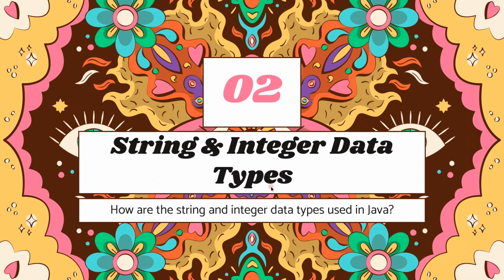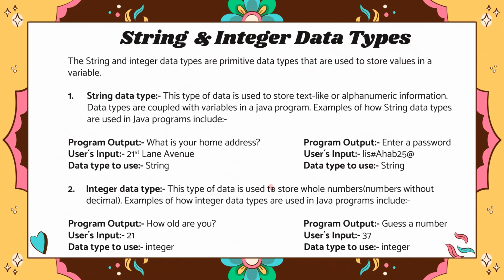String and integer data types. The question is, how are the string and integer data types used in Java? The string and integer data types are what we call primitive data types, and they're used to store values in a variable. So we talked about variables and we said they're used to store information from the user.